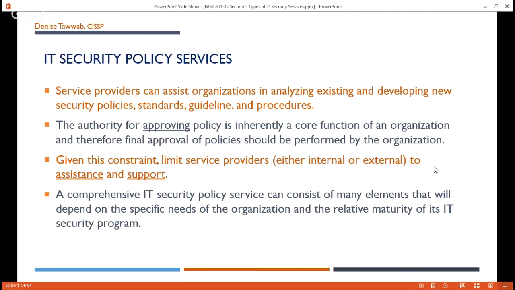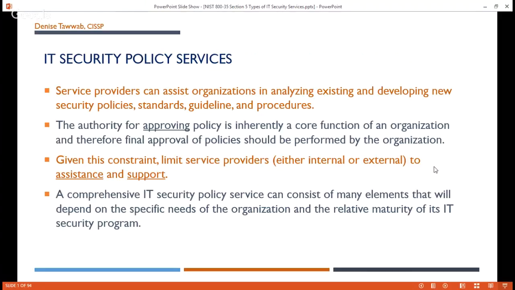IT security policy services can help you analyze your existing security policies and develop new ones if needed. And that's your policy standards, guidelines, and procedures. A lot of companies outsource this, but keep in mind that even though you outsource it, it still remains the responsibility of the organization. So you don't want to just hire somebody and say, look, just stand up a security program, create my policies. You need to read it and make sure that you're implementing it, because if there is a data breach and if you ever end up in court, guess what? Those documents are going to come into question.